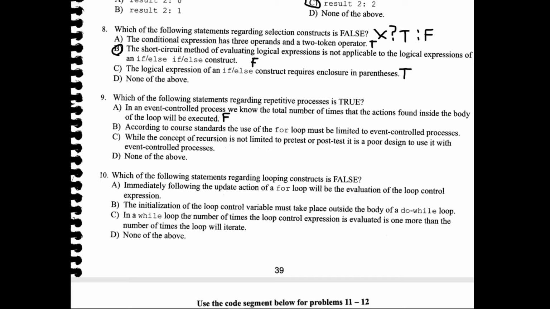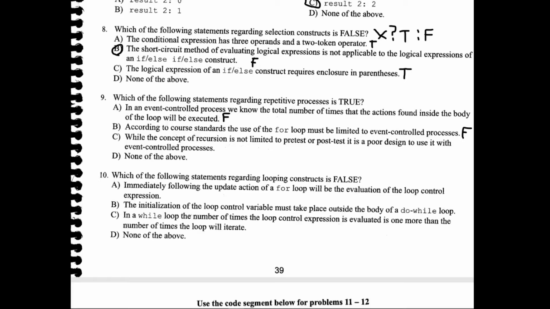Moving on to statement B. According to core standards, the use of the for loop must be limited to event-controlled processes. This is false. According to core standards, the use of the for loop must be limited to counter-controlled processes. So it's just swapped, because event-controlled processes are both hard to use with for loops and not allowed in the core standards.